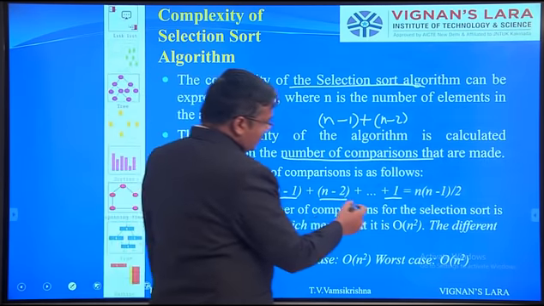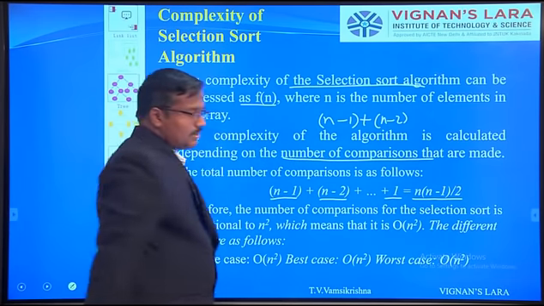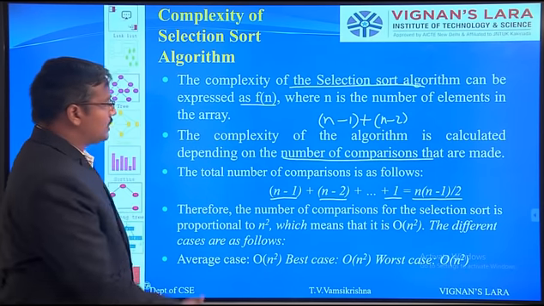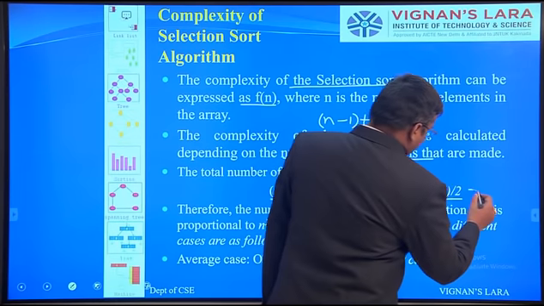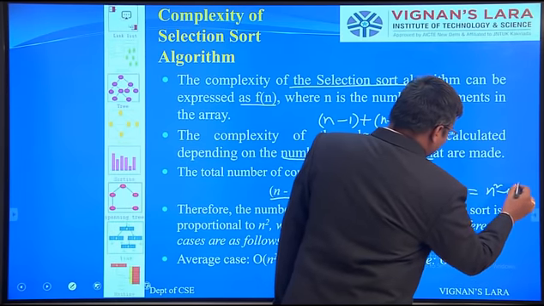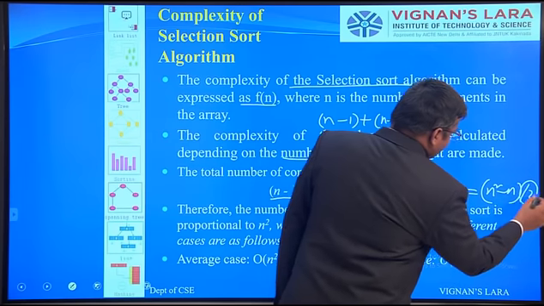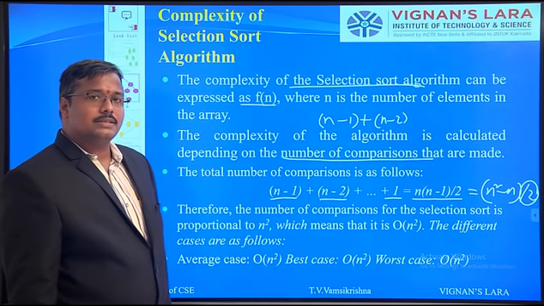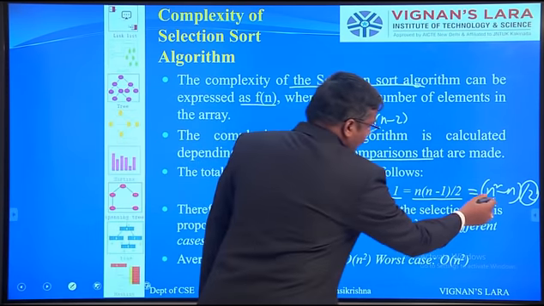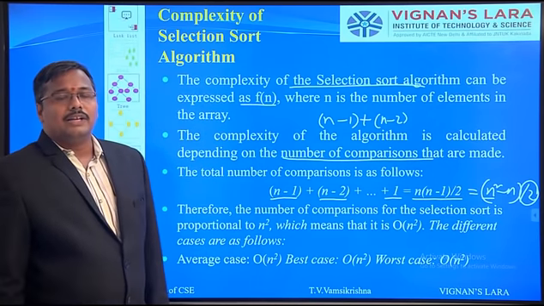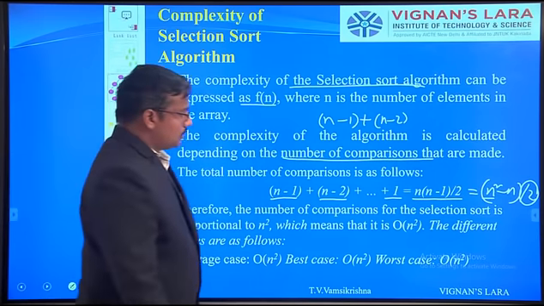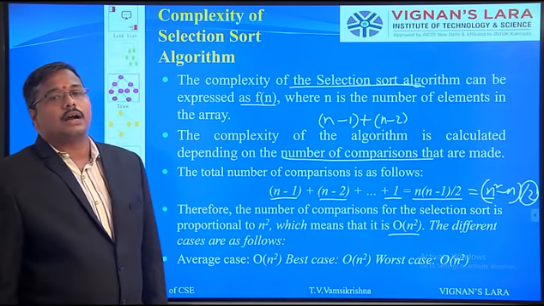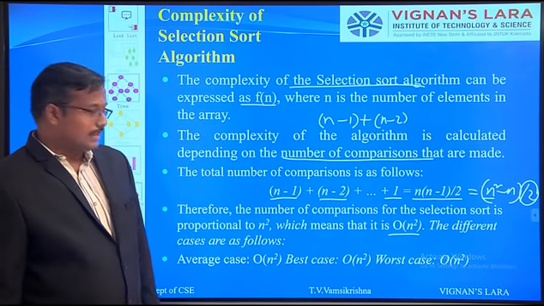So n minus 1, n minus 2 and so on plus 1. The summation value is n into n minus 1 by 2. When we simplify this, it is n square minus n by 2. We assume the constant is ignored, so n square minus n. Obviously the larger value comes from n square, so the time complexity of selection sort is big O of n square.